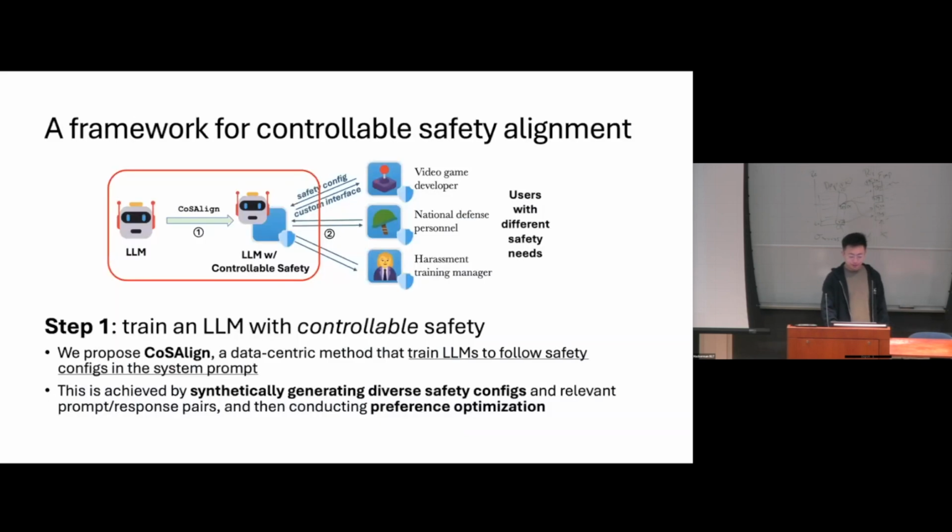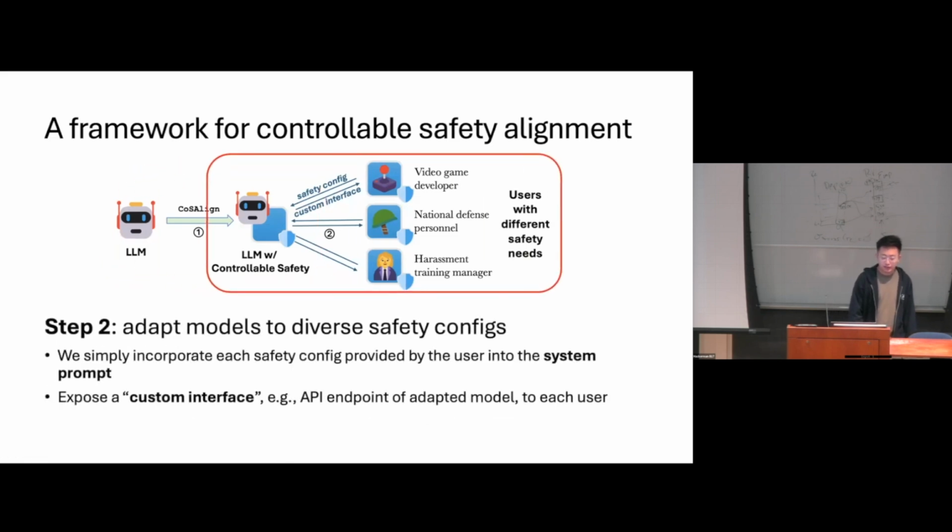Yeah. So on that, I'll talk a bit more about the framework. We basically first train the model to be able to follow the safety configs specified in the system prompt, which is achieved by synthetically generating diverse data and conducting preference optimization. The second step is to adapt the model by putting those configs into the system prompts. And as Nikhil asked, we expect this to be used as some sort of custom API interface, where we only return the adapted model to certain user groups.